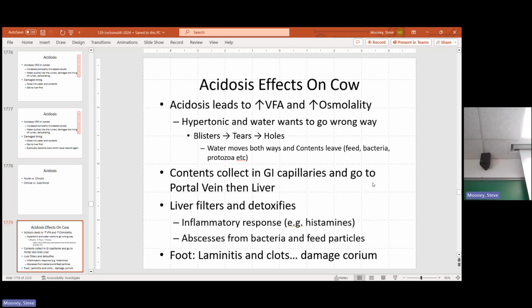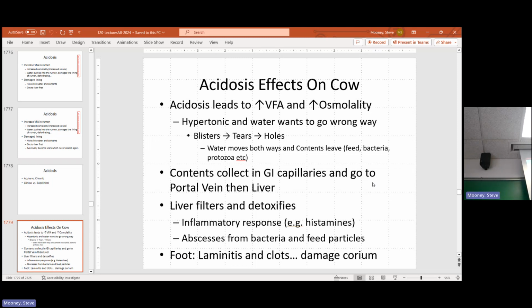So, acidosis effects on the cow. If we're looking at an acute situation, cow gets loose in the grain bin, you're going to have high VFA, which is going to lead to high osmolality. The rumen becomes hypertonic and wants to go the wrong way. It's really strong about keeping stuff in. It tries to push out. It doesn't let it, but it's not strong the other way. So if water wants to come into the rumen, it starts to bubble up the tissue as it fills up, forms blisters. Like any blisters, eventually they're going to pop. And now you have a hole in the roof side of the lining.